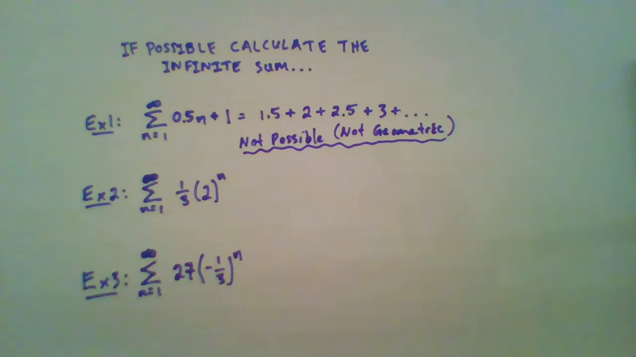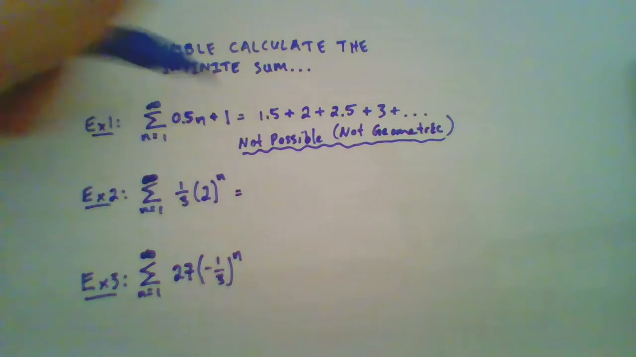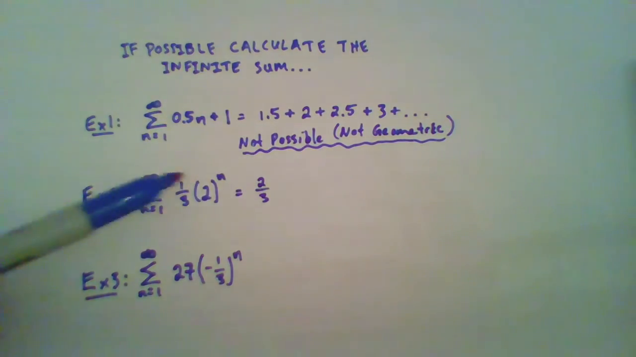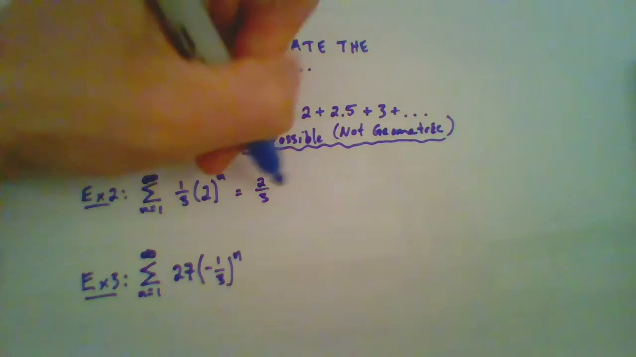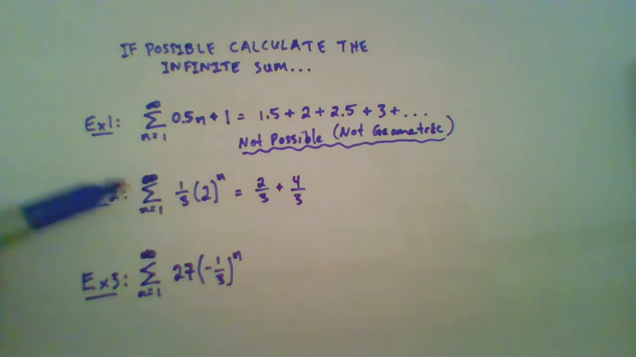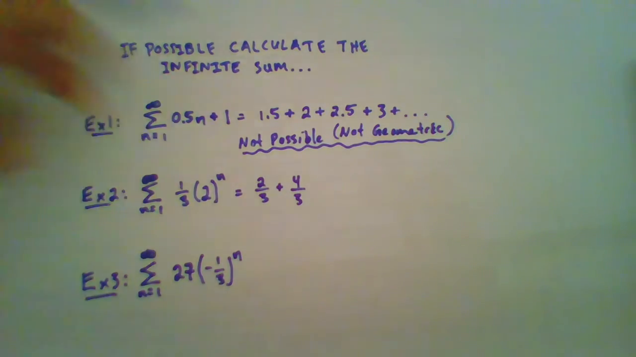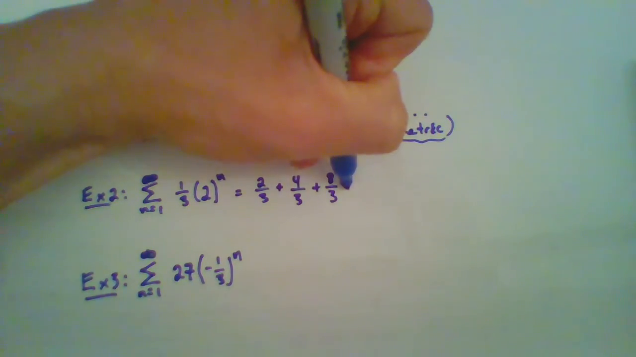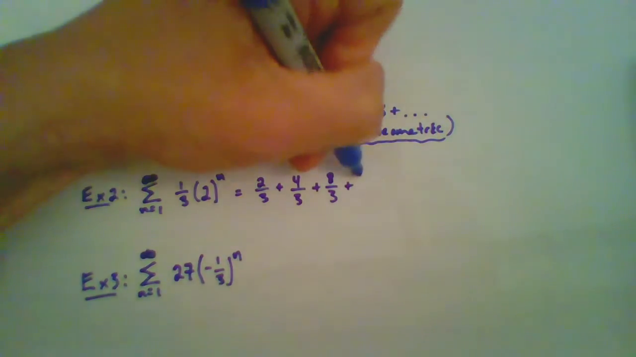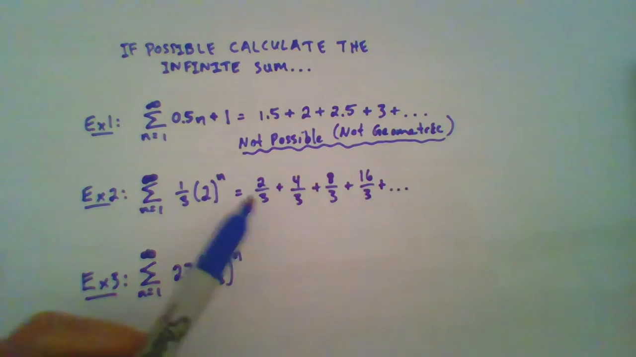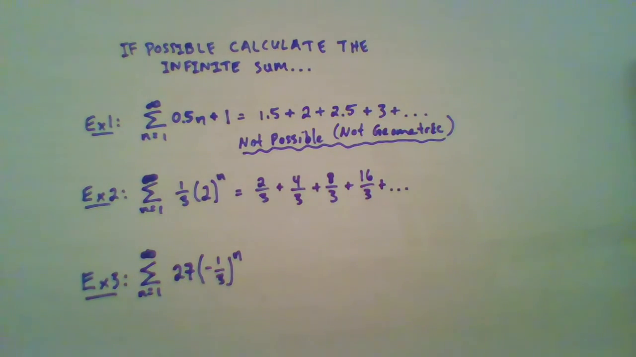Okay, how about the second example? Well, we could again write out a couple terms here. If n is equal to 1, we get 1/3 times 2, which is 2/3. If n is equal to 2, we get 1/3 times 4, which is 4/3. If n is equal to 3, 2 to the power of 3 is 8, so this would be 1/3 times 8, 8/3. If n is equal to 4, we get 16/3, and so on.